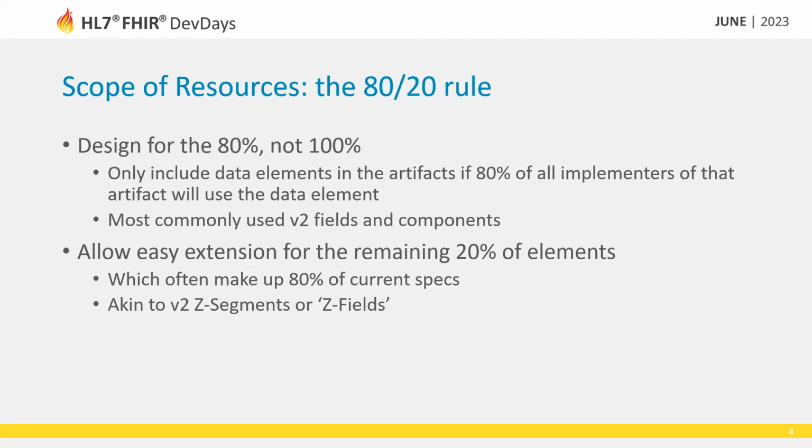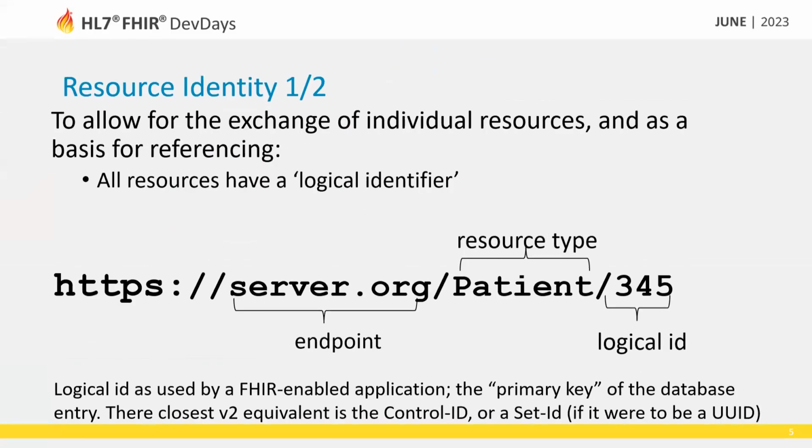Which also means that should you need one of those values that are a bit more exceptional, not part of the common use cases, then you will need some sort of extension mechanism, like Z segments or Z fields, so to speak. The only problem with that is that most people think, ooh, extensions and Z segments, totally unregulated, chaos, everybody does something. Well, that's certainly something that we recognize, so there is a mechanism to deal with that, but I'll get back to that.